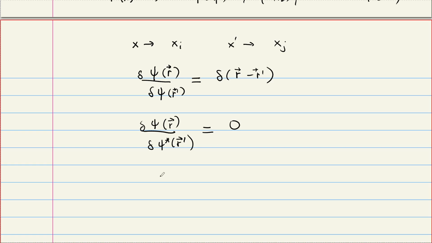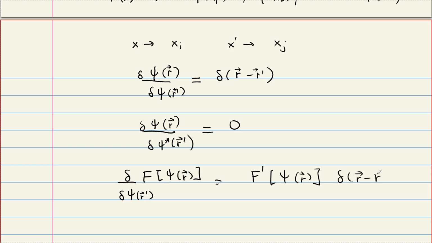And if we have a functional, which is a function of a function, right? If we have psi star of r and ∂/∂psi star of r prime, you just take the derivative here, the functional derivative if you want. This is psi of r delta of r minus r prime. Good.